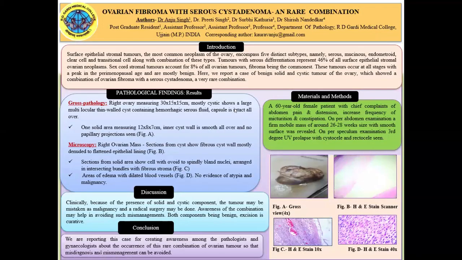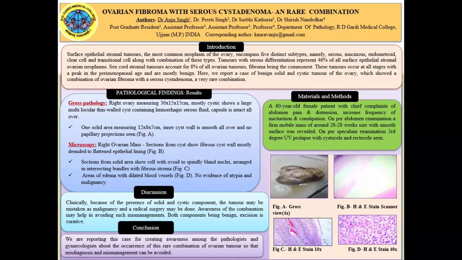So, starting with the introduction. Surface epithelial stromal tumor, the most common neoplasm of the ovary, encompasses 5 distinct subtypes. These are serous, mucinous, endometrioid, clear cell, and transitional cell, along with combinations of these types. Tumors with serous differentiation represent 46% of all surface epithelial stromal ovarian neoplasms. Sex cord stromal tumors account for 8% of all ovarian tumors, fibroma being the commonest.